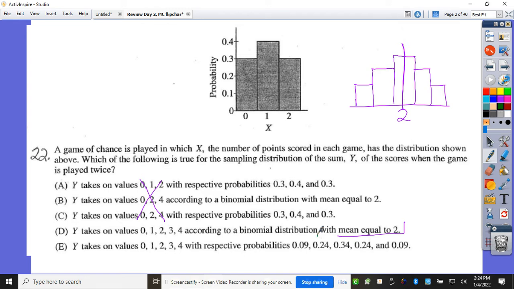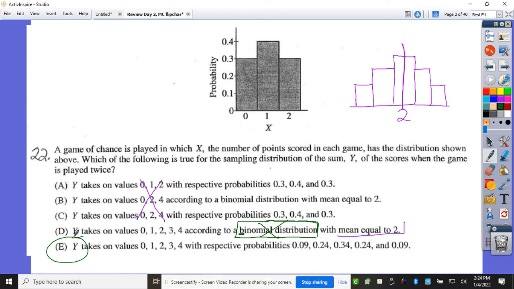Binomial distribution. What does binomial distribution mean? Two possible outcomes or answers. Is anything in this process only 2 possible outcomes? No. So you could have gotten to the correct answer without going through the process we did if you kind of thought through it.